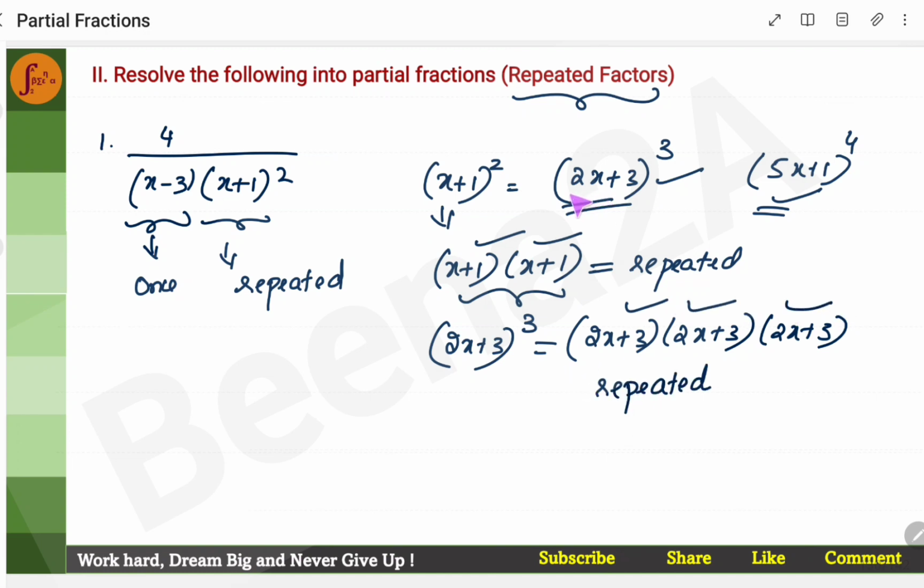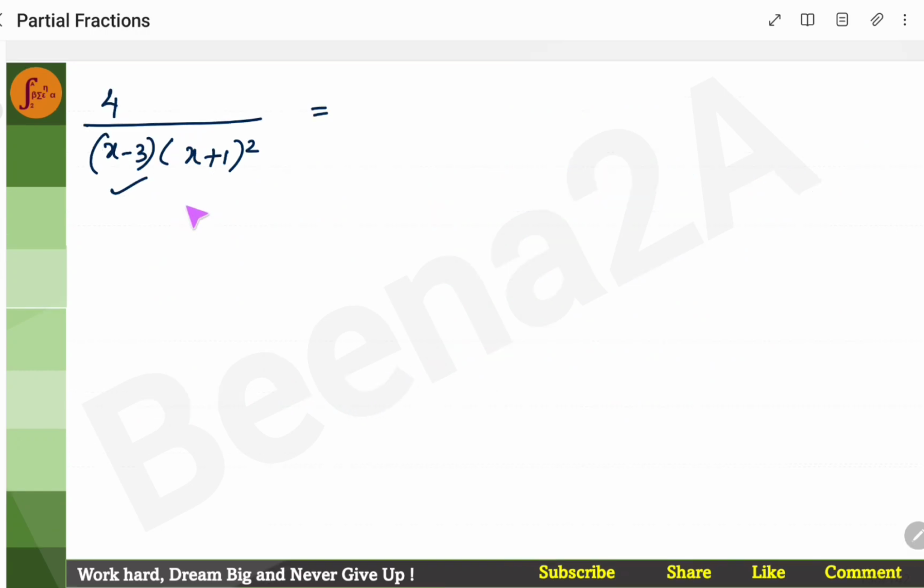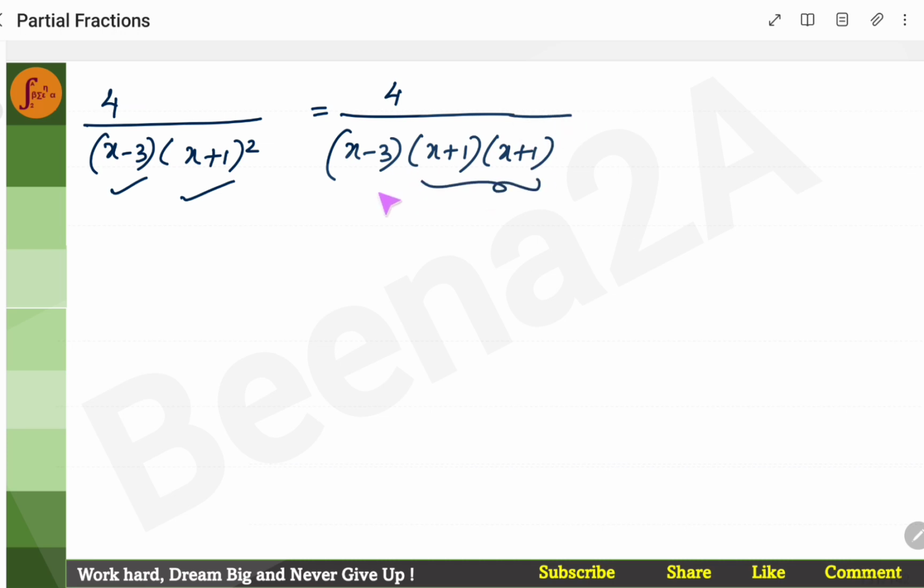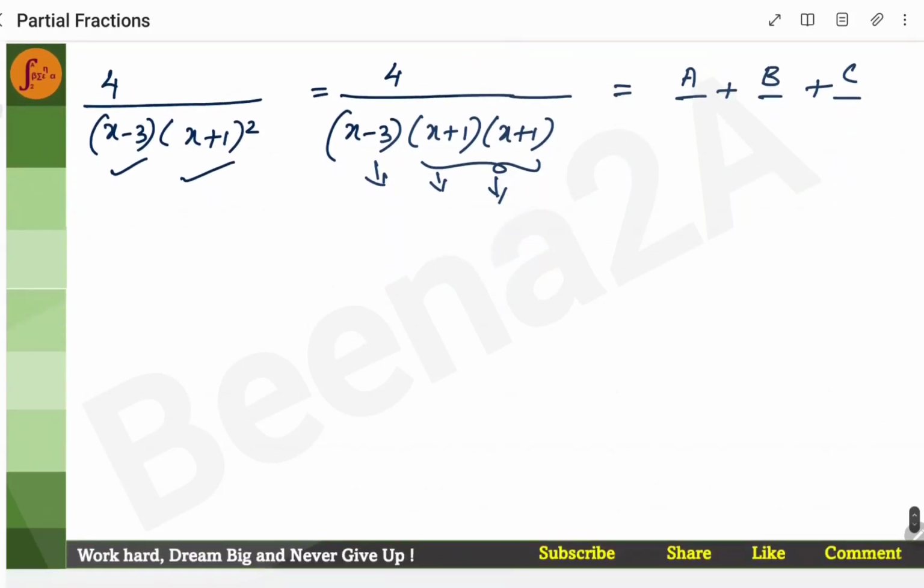Now how do you resolve into partial fractions when you have repeated factors? You have to use two methods, constant and coefficient. Now we'll go through these methods. So actually this is nothing but 4 by x minus 3 into x plus 1 into x plus 1. So basically it has 3 denominator terms. So how many fractions should be there? 3. A, B, C. I have to split it into 3 fractions and add all 3 of them.